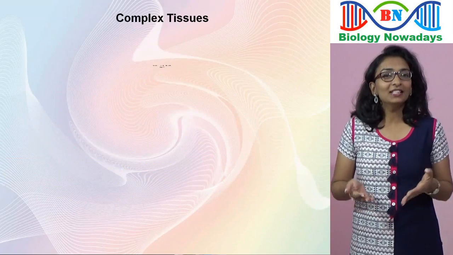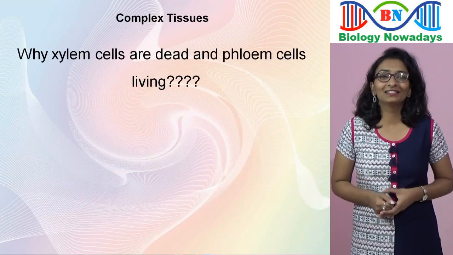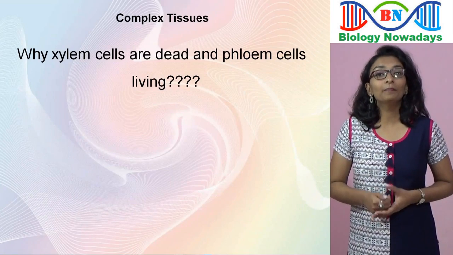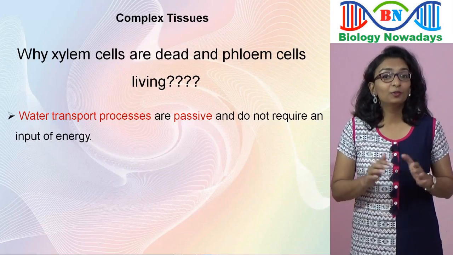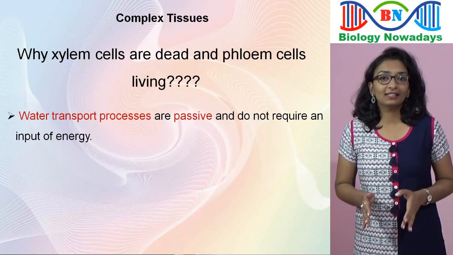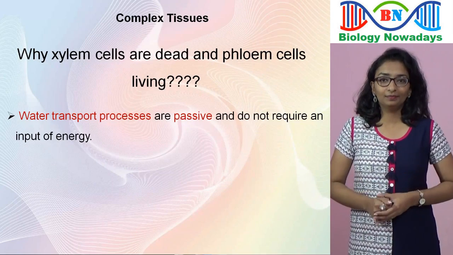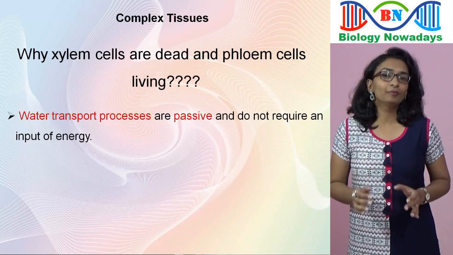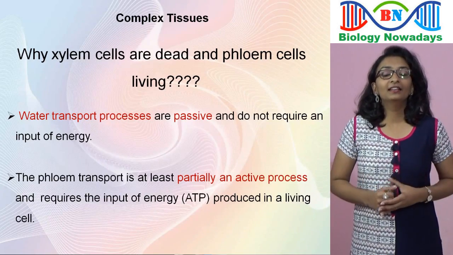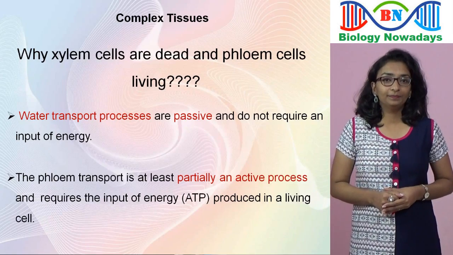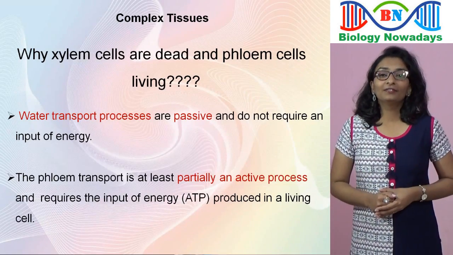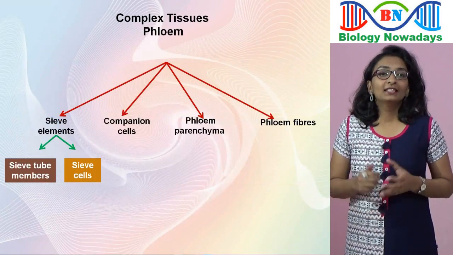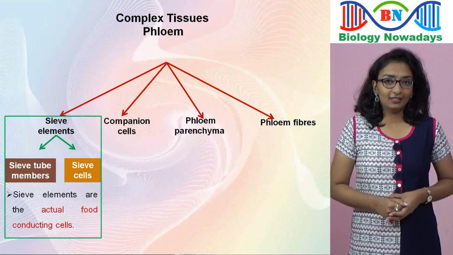Do you know why xylem cells are dead and phloem cells living? This is because the processes that help in water transport in xylem are passive, which means that they do not require an input of energy, that is ATP produced inside a living cell. On the other hand, the phloem transport is at least partially an active process. That is, it requires the input of energy in the form of ATP. So, the food conducting phloem cells have to be living. Among the phloem components, sieve elements are the actual food conducting cells.